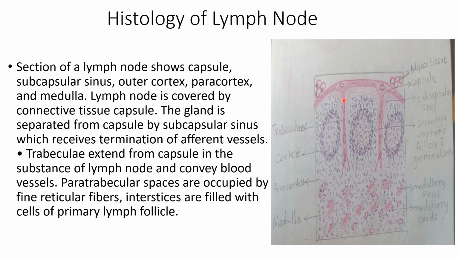Now these are the trabeculae. So the capsule sends septa within the substance or parenchyma of the organ, and these septa are known as trabeculae. They extend from capsule in the substance of the lymph node, and they convey blood vessels. So we can see these are the blood vessels present in the trabecule. The paratrabecular space on either side of the trabecule, we can see this is the paratrabecular space, and it is occupied by reticular fiber, and there are interstices filled with the cells of primary lymph follicle.